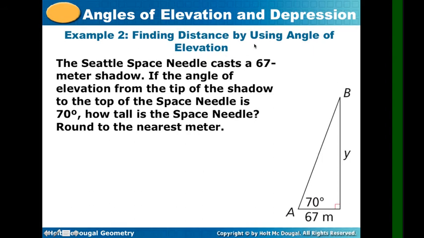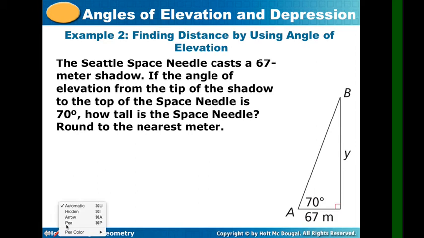Finding distance by using the angle of elevation. The space needle casts a 67-meter shadow. If the angle of elevation from the tip of the shadow to the top of the space needle is 70 degrees. Ito siya, no? 70 degrees. How tall is the space needle? Round your answer to the nearest meter.